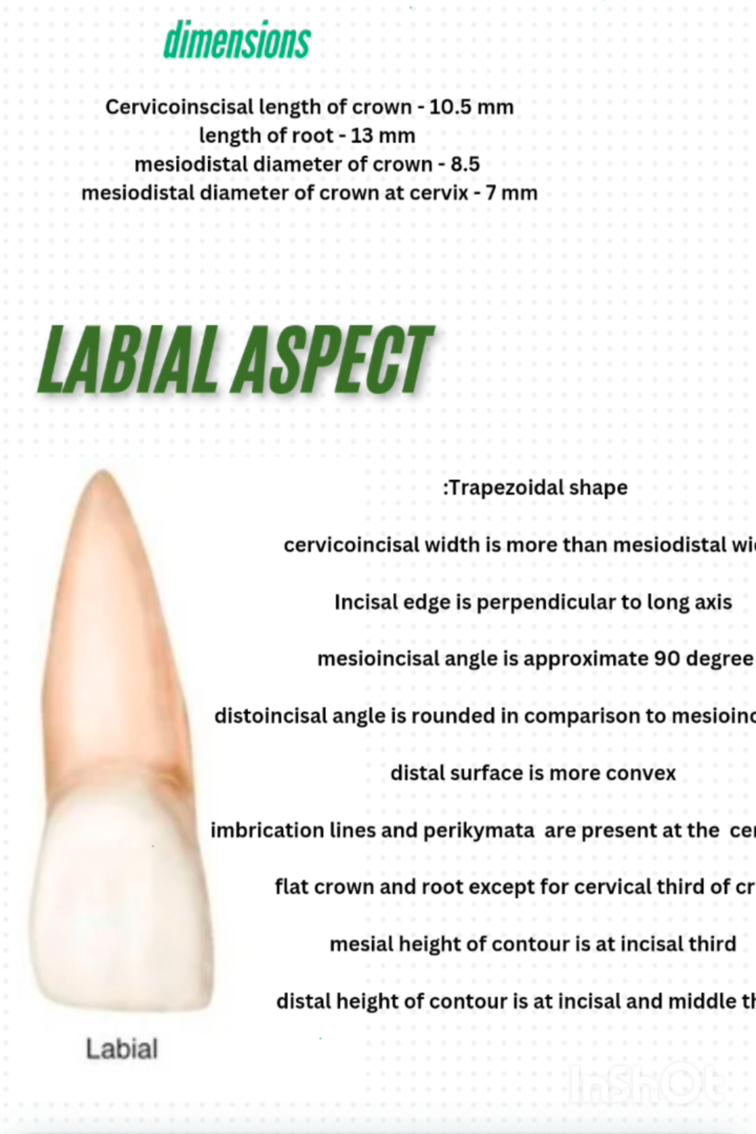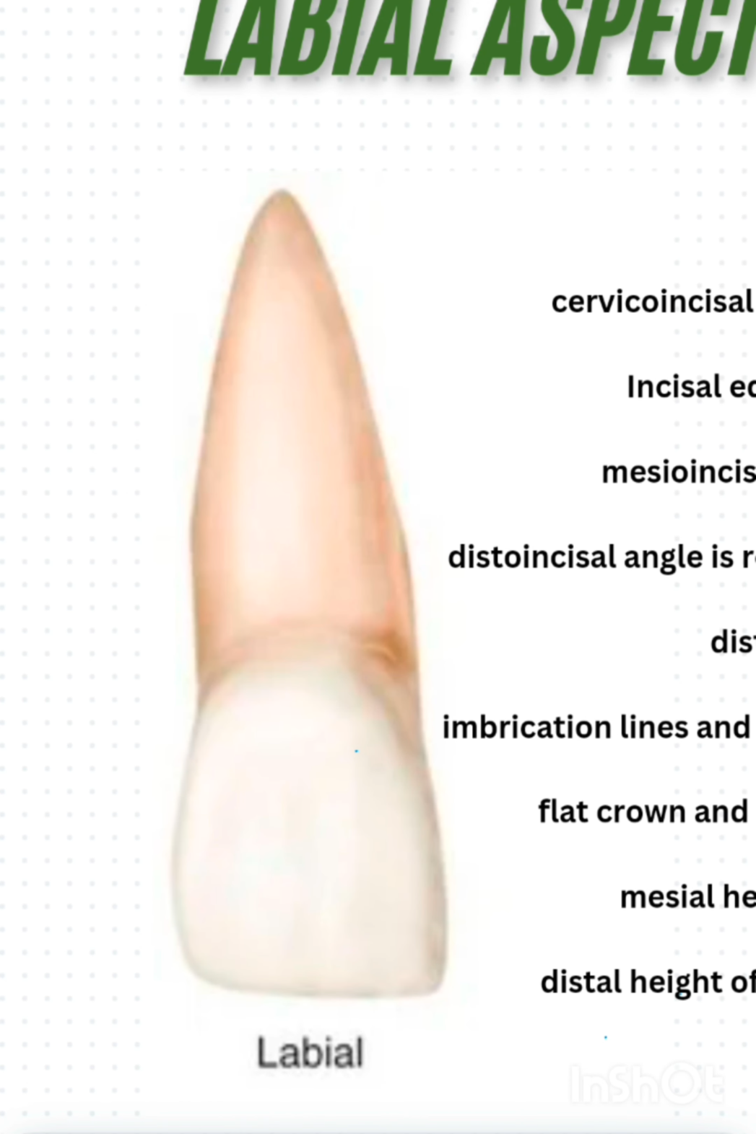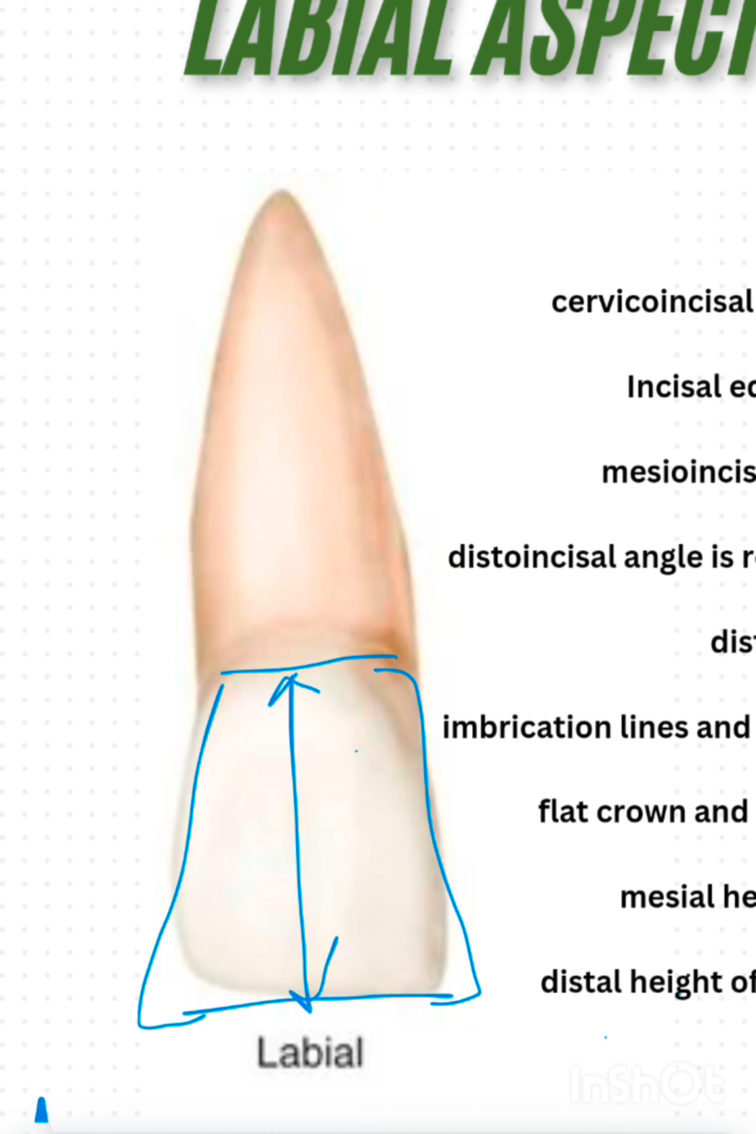Okay, now first one is labial aspect. From labial aspect, the tooth is wider on this side and less wide on this side. So if we draw a shape here, it is approximately like a trapezoid. So from the labial aspect, it resembles a trapezoid, and the cervico-incisal dimension is greater than the mesiodistal diameter.